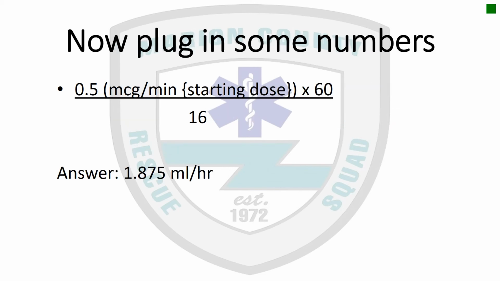Now we're going to plug in some more numbers. 0.5 micrograms per minute, that's our starting dose. And remember our 60 over here for our drip set over 16, that is our concentration. Your answer is 1.875 milliliters an hour, and you can set your pump to that infusion.